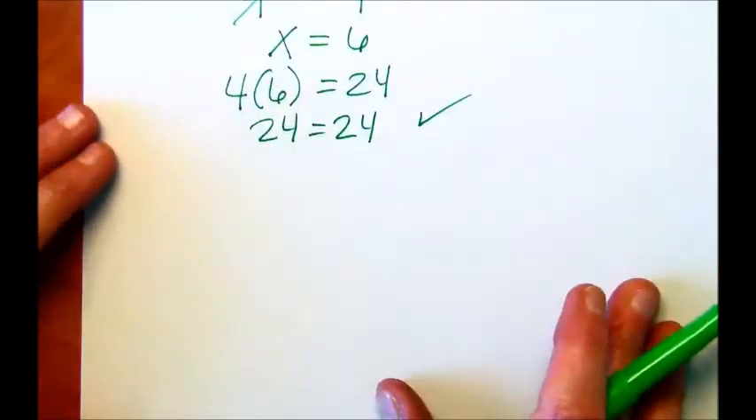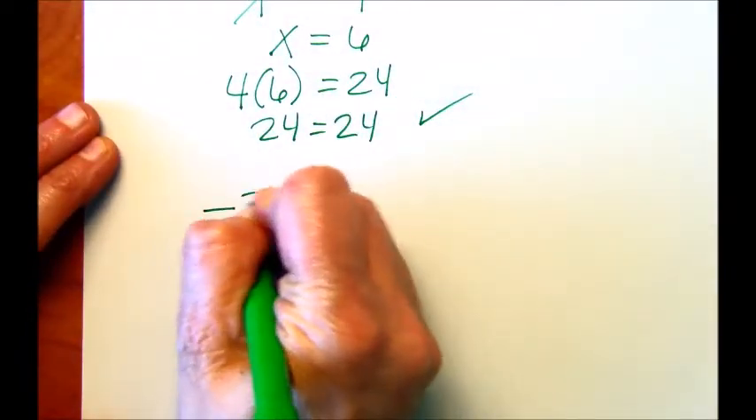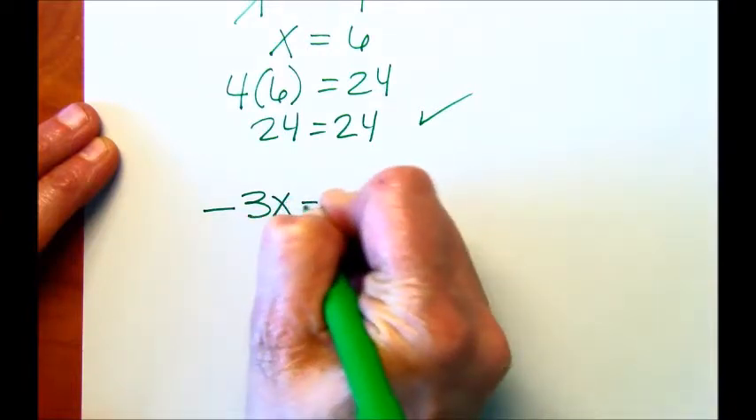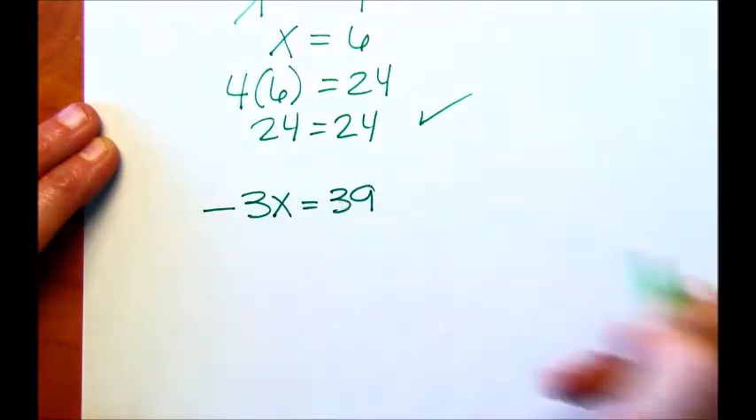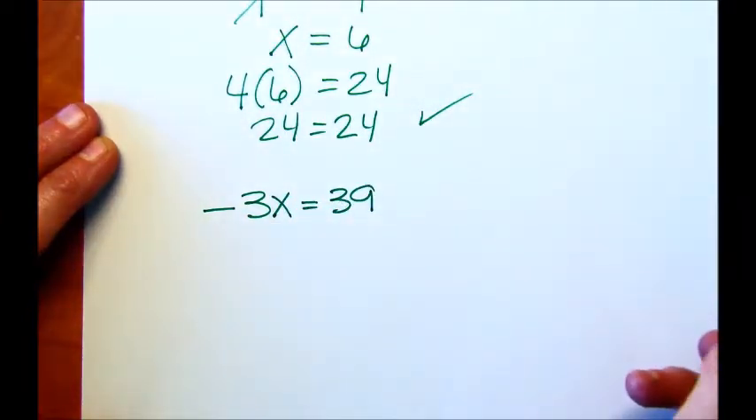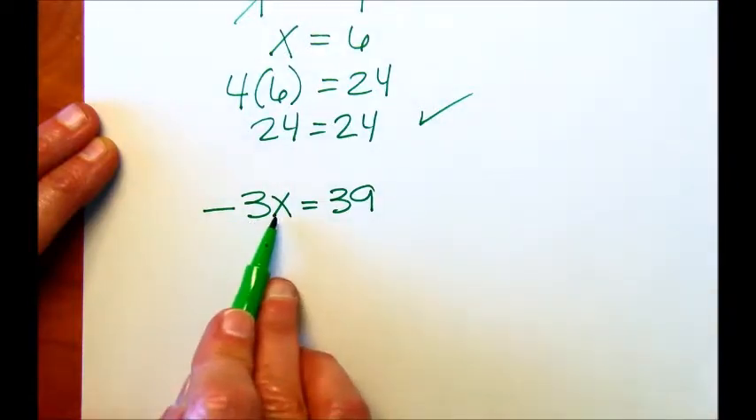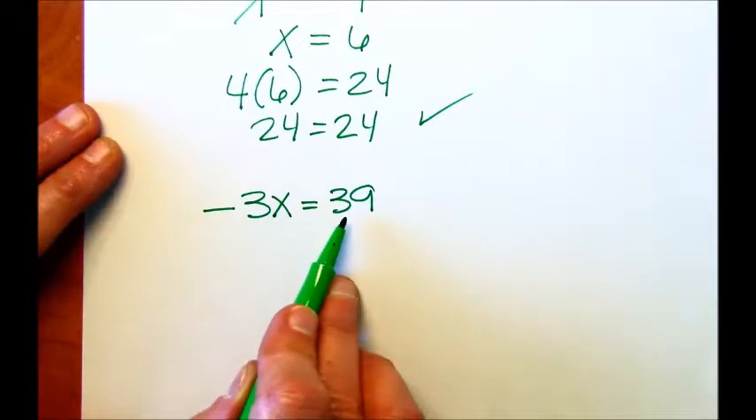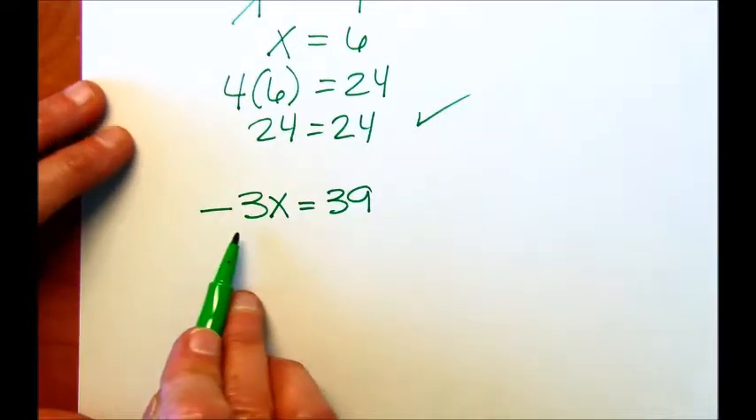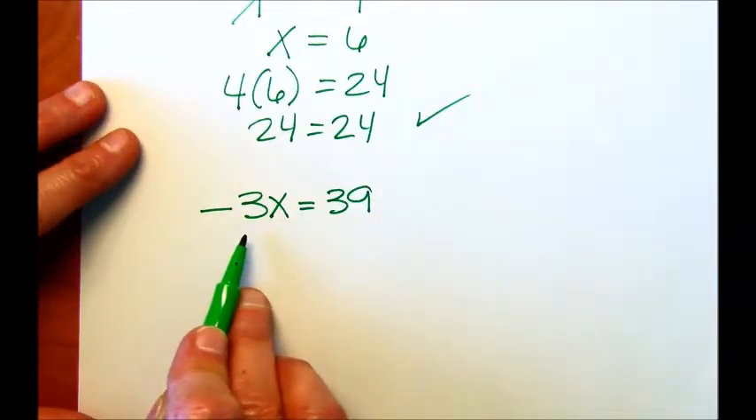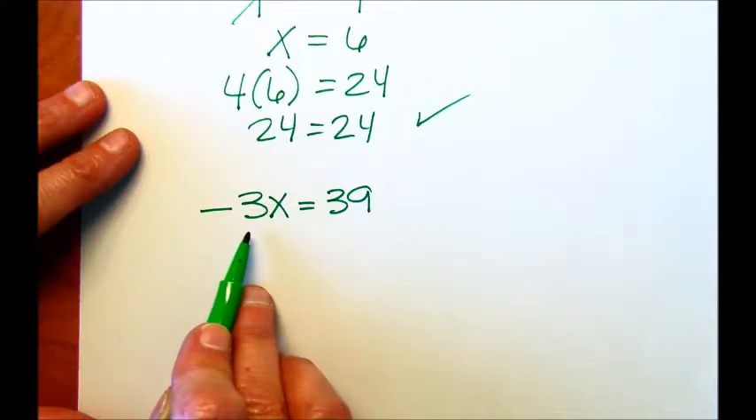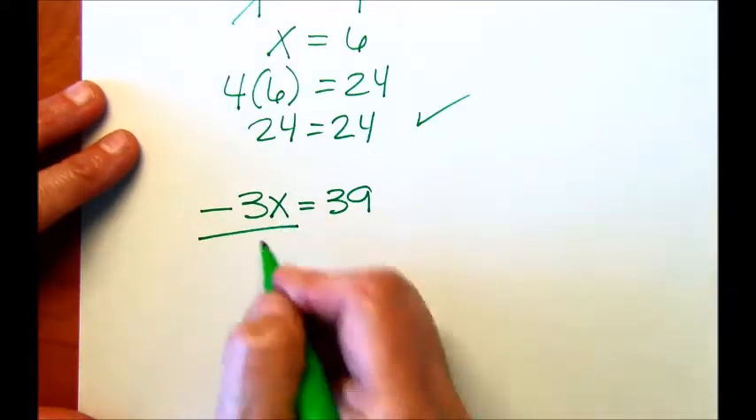Let's do another one like this. Let's say we have negative 3x equals 39. Again, this is multiplication. Negative 3 times a number equals 39. So the opposite would be divide. And again, we're going to divide by the number that we want to get rid of. We want to get rid of negative 3.